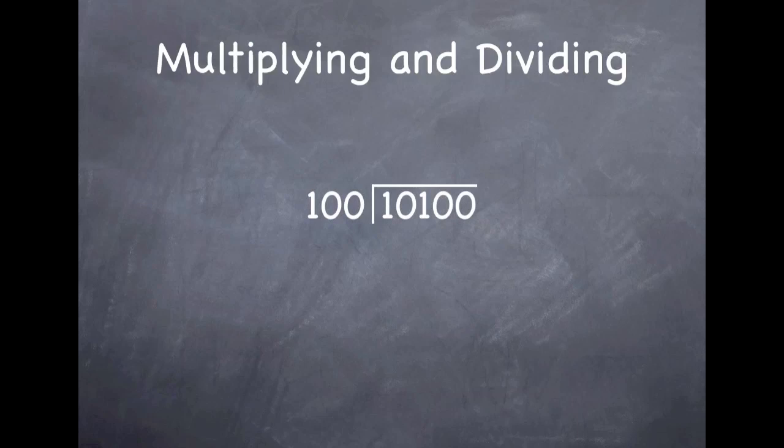100 goes into 101 once. So you put the 1 there and you bring across the remainder of 1. You bring down the next number, and you can't do 100 into 10, so you put a 0 there and you bring down the next number, and 100 goes into 100 perfectly with no remainder, so you put a 1 there, and voila, that's how it's done.